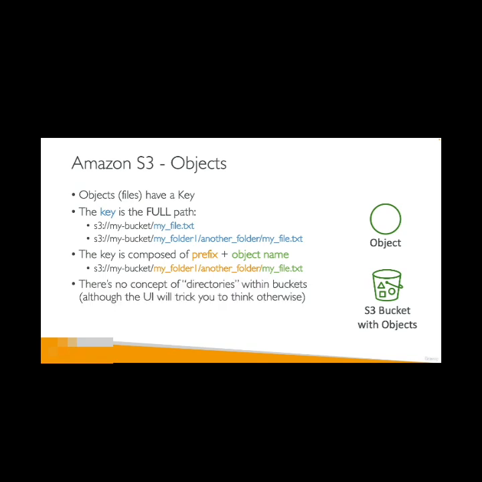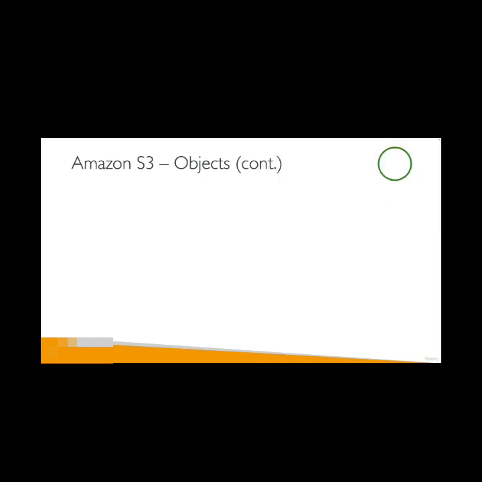Amazon S3 does not have a concept of directories per se, although when you look in the console UI, you will think otherwise and you will actually create directories. But anything and everything in Amazon S3 is actually a key. Keys are just very, very long names that contain slashes, and keys are made of a prefix and an object name.